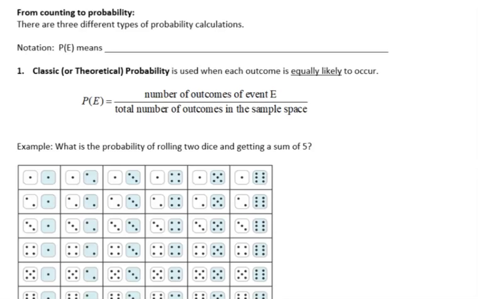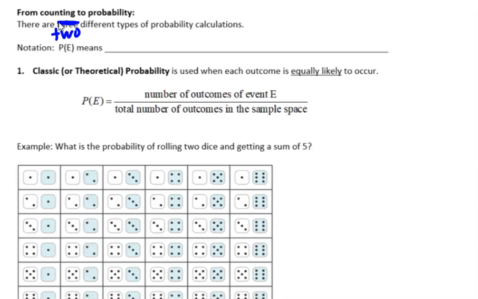Now let's move from counting to probability. I have written here that there are 3 different types of probability calculations, but really it's 2. The third one that your book mentions is just using your intuition, like, I think the probability that this team's going to win is about 90% or whatever. That's not really a way to calculate, so there's only 2 ways to calculate probability.